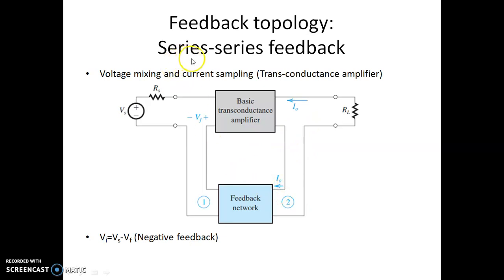The third category is series feedback. Again, the name series is because you are adding the voltage here and sampling the current. So it is voltage mixing and current sampling. Since at the input you have voltage and at the output it is current, this has to be a transconductance amplifier. For this transconductance amplifier, the desired feedback topology is series feedback, because the voltage is added in series and current is sampled in series. And again, this is negative feedback because the applied voltage is actually Vs minus the feedback voltage at the input side of this amplifier.